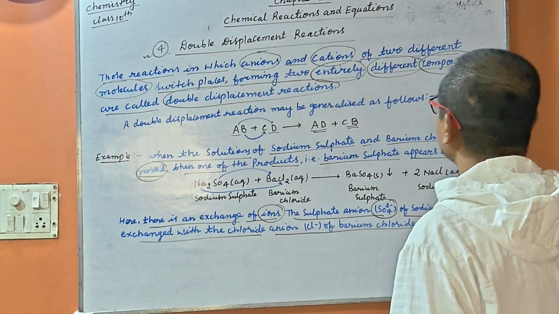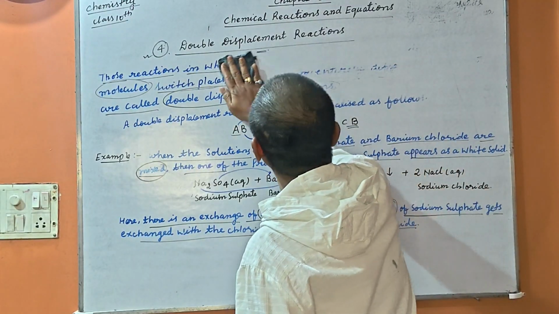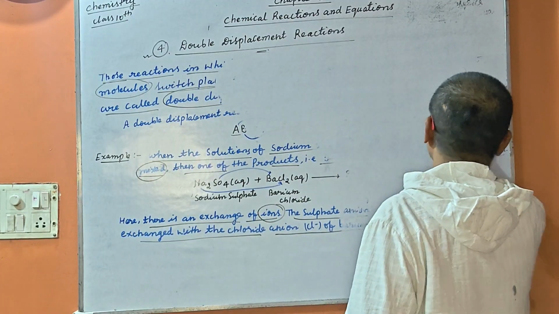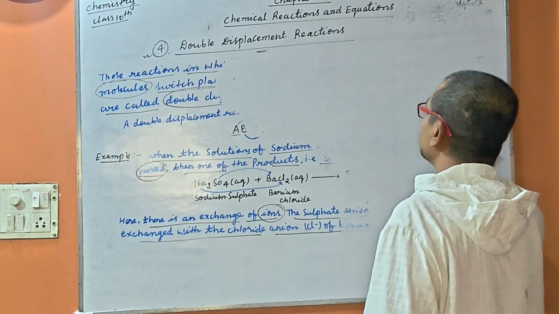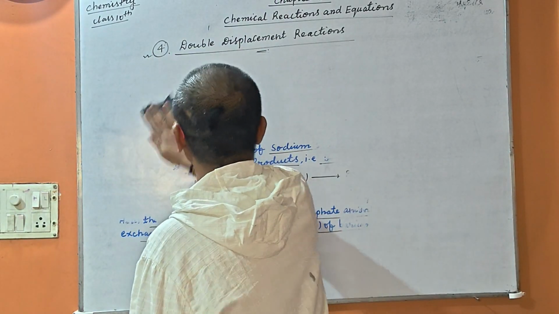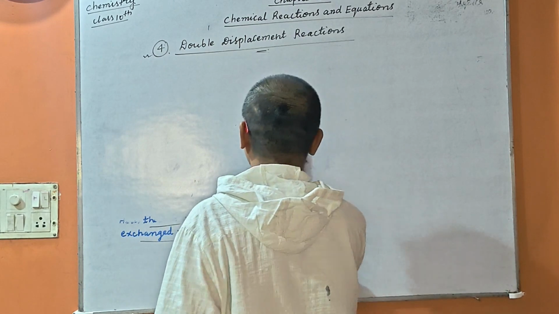Now we are going to understand the types of double displacement reactions. There are two types of double displacement reaction. First is the precipitation reaction, and second one is the neutralization reaction.